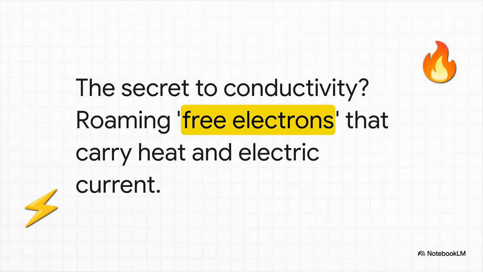So what's the secret sauce? Why are metals so good at conducting electricity and heat anyway? It all comes down to something called free electrons. Just picture a sea of tiny charged particles just zipping around inside the metal's structure, totally free to move. When you apply heat or an electric current, they're ready to carry that energy right down the line.